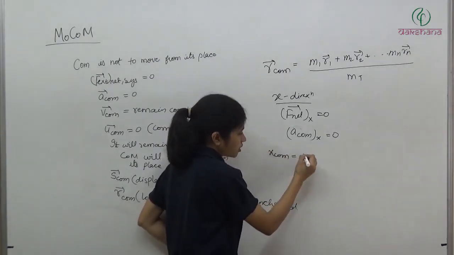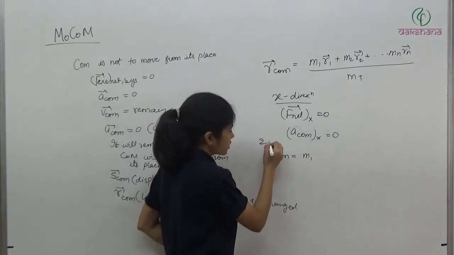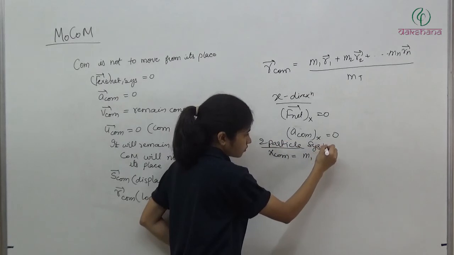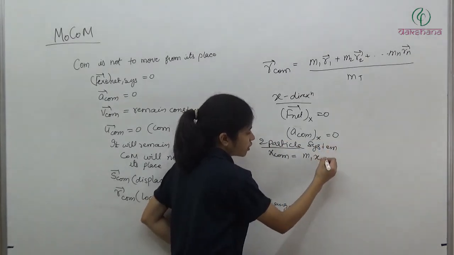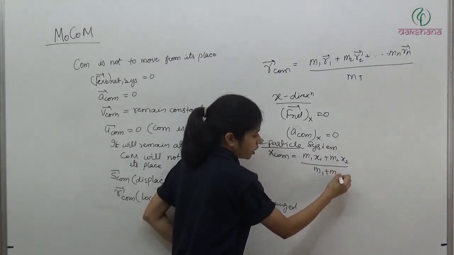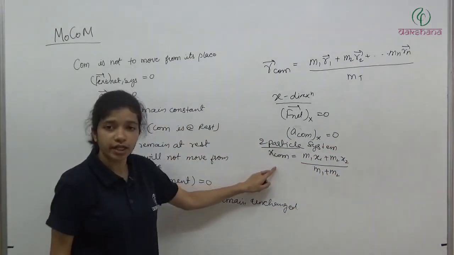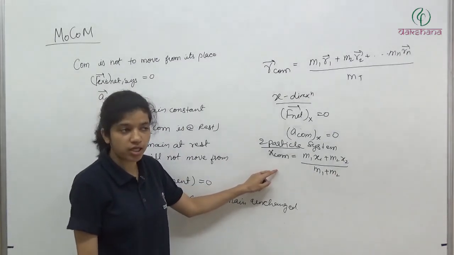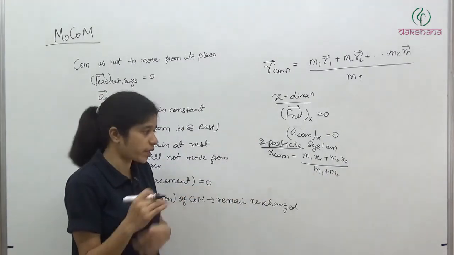x of center of mass is equal to, अभी हम two particle system के बारे में बात करेंगे. If we have a two particle system, so what we'll have is (m1x1 + m2x2) / (m1 + m2). This will be the location of center of mass. Now I want to find out the change in location of center of mass. और change in location ही क्या होगा? Displacement of center of mass.